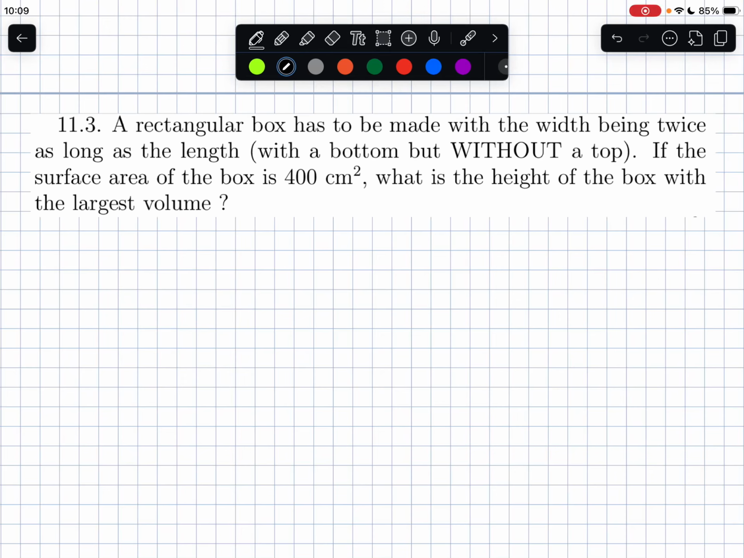A rectangular box has to be made with the width being twice as long as the length, with a bottom but without a top. If the surface area of the box is 400 centimeters squared, what is the height of the box with the largest volume? So they give us a rectangular box.